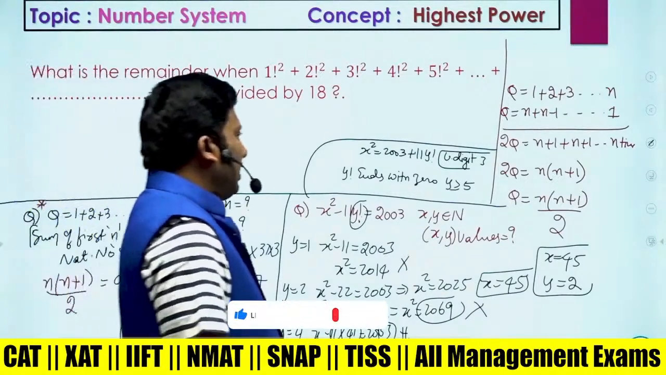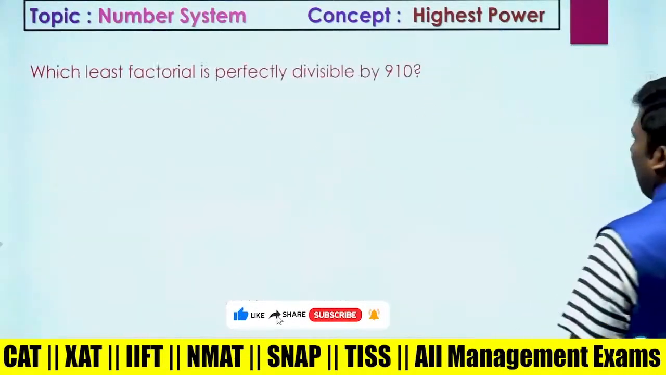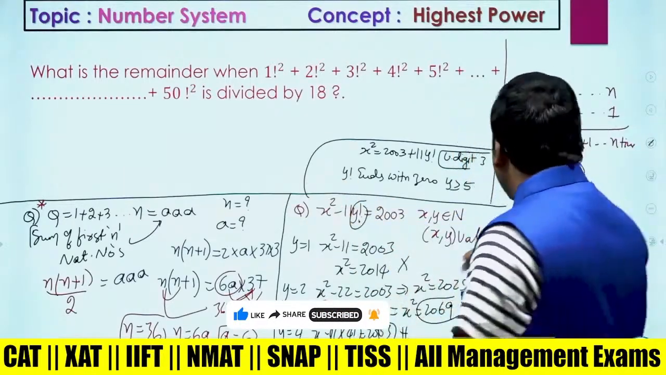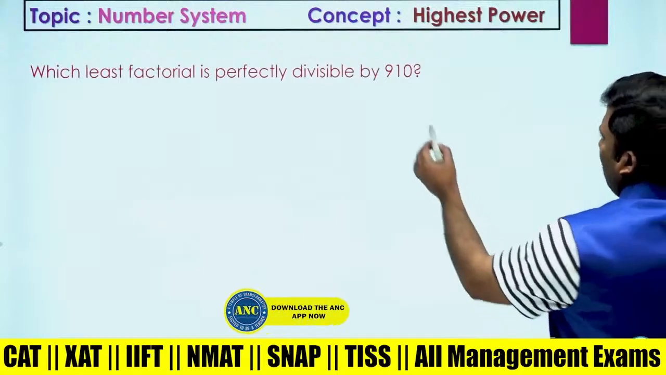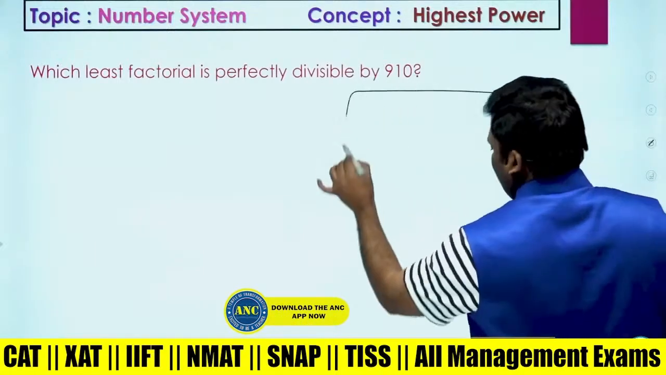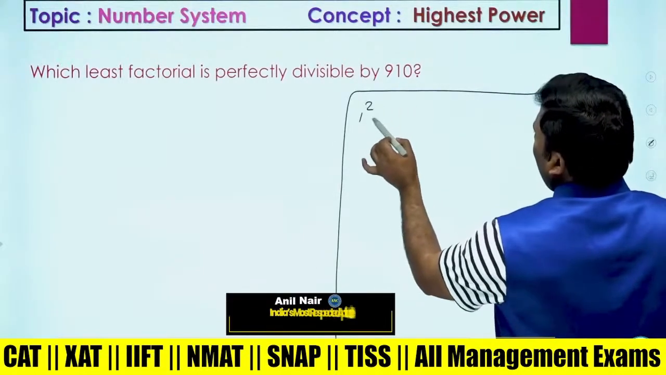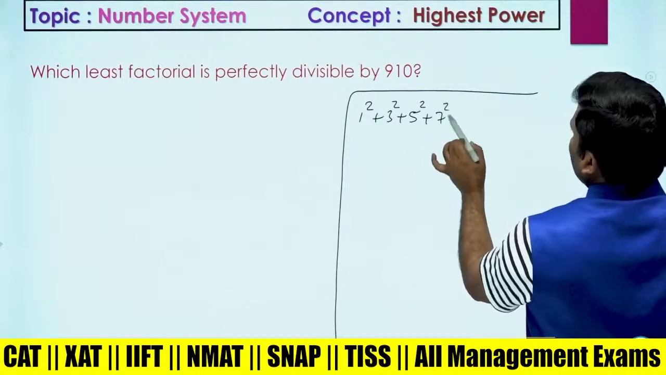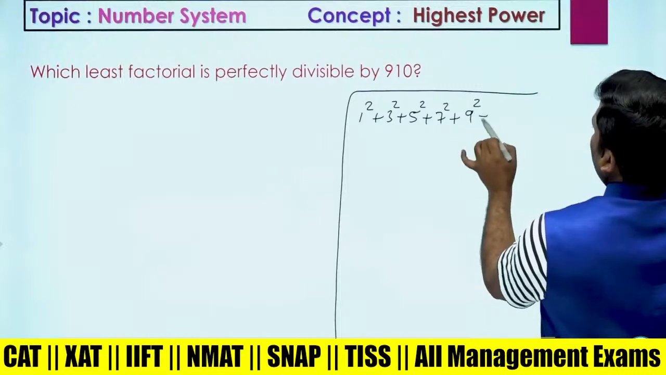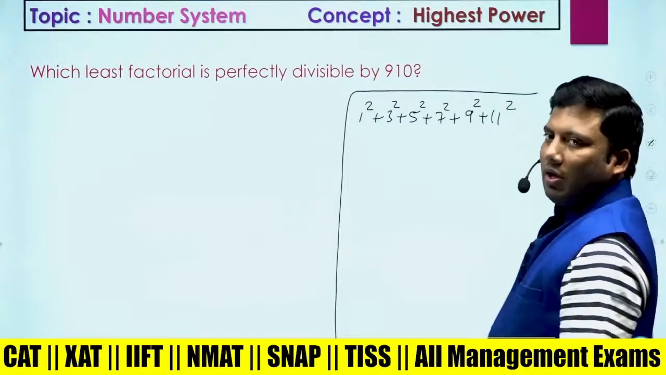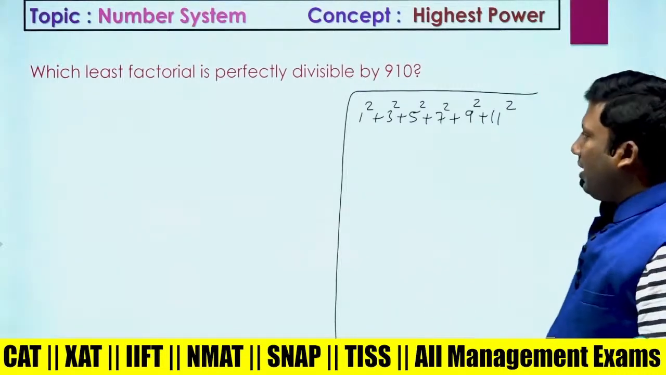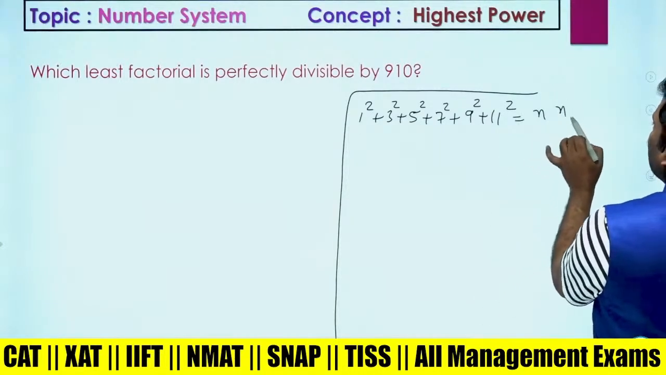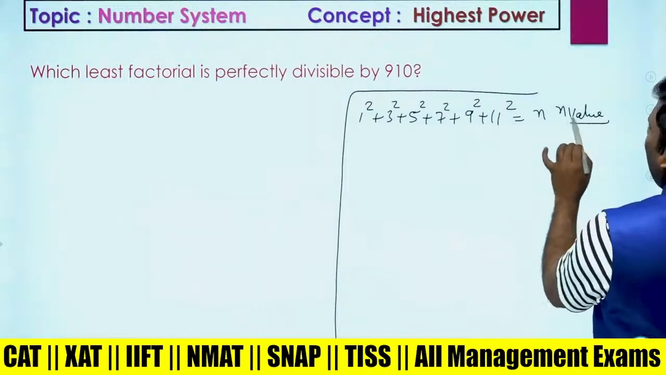Now, suppose a student might ask me a doubt. Sir, here we did the sum of the first natural numbers, and I am unable to remember. Suppose the question is 1 square plus 3 square plus 5 square plus 7 square plus 9 square plus 11 square equals n. What is the value of n?